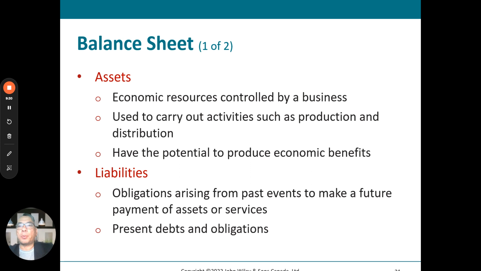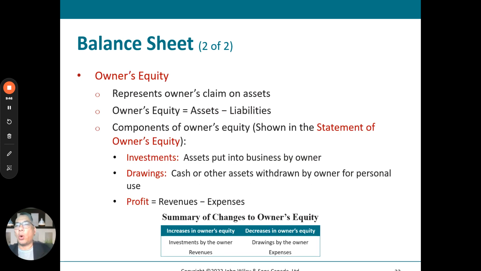On the liability side, a liability is an obligation arising from a past event to make a future payment of assets or services, a present debt and obligation. And the third portion is the owner's equity, which represents the owner's claims on assets. Owner's equity equals assets minus liabilities.